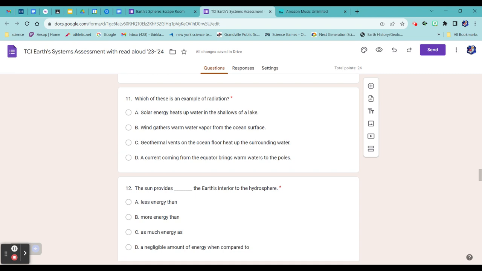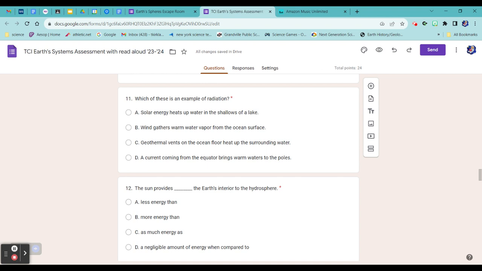11. Which of these is an example of radiation? A. Solar energy heats up water in the shallows of a lake. B. Wind gathers warm water vapor from the ocean surface. C. Geothermal vents on the ocean floor heat up the surrounding water. D. A current coming from the equator brings warm waters to the poles.